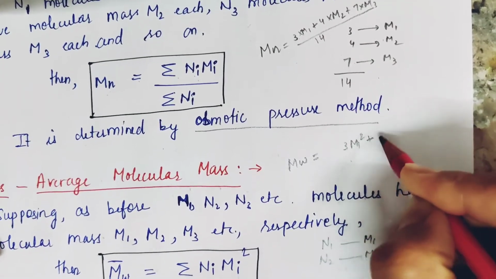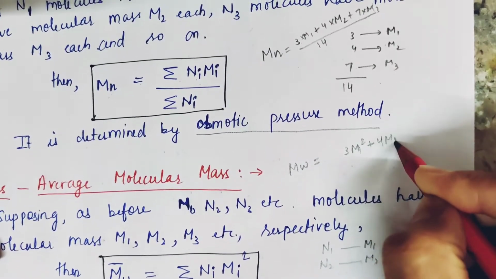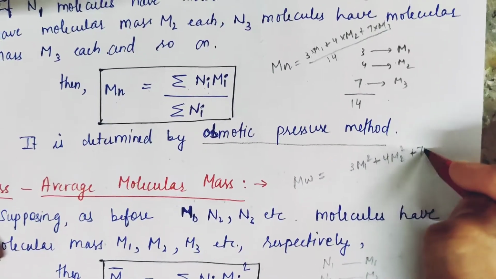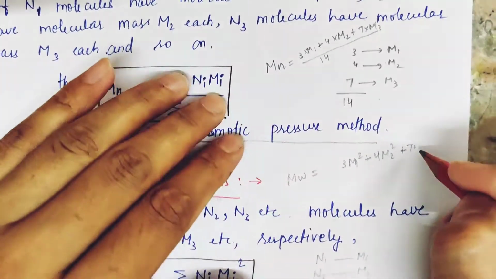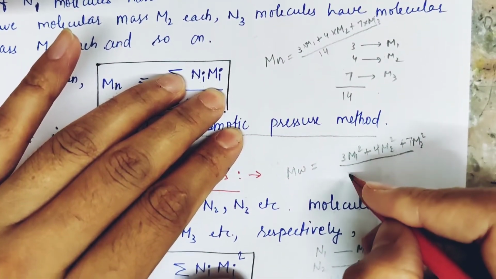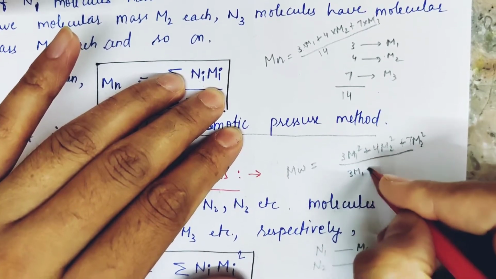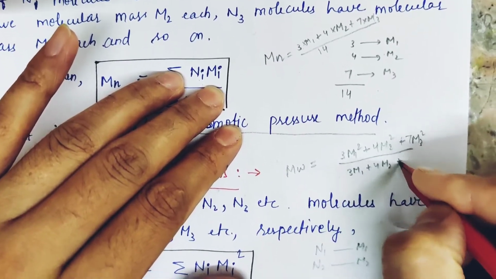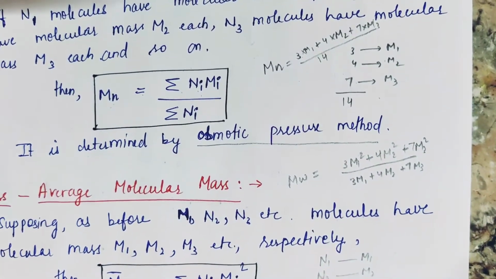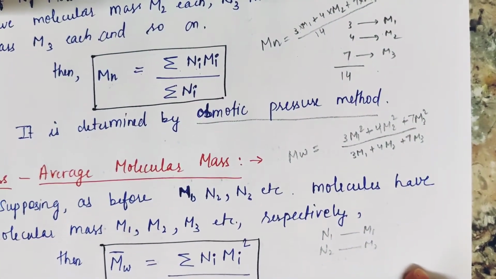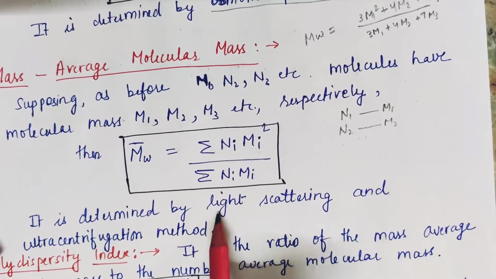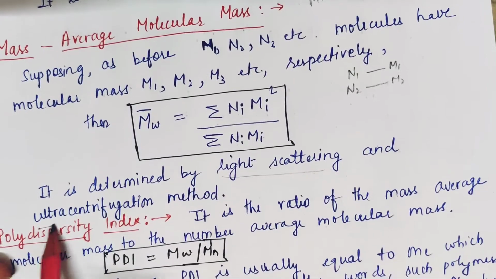So in this case, if we consider the above example only, then our MW will be 3M1 square plus 4M2 square plus 7M3 square divided by 3M1 plus 4M2 plus 7M3. That way we find the mass average molecular mass. It is determined by light scattering and ultracentrifugation method.